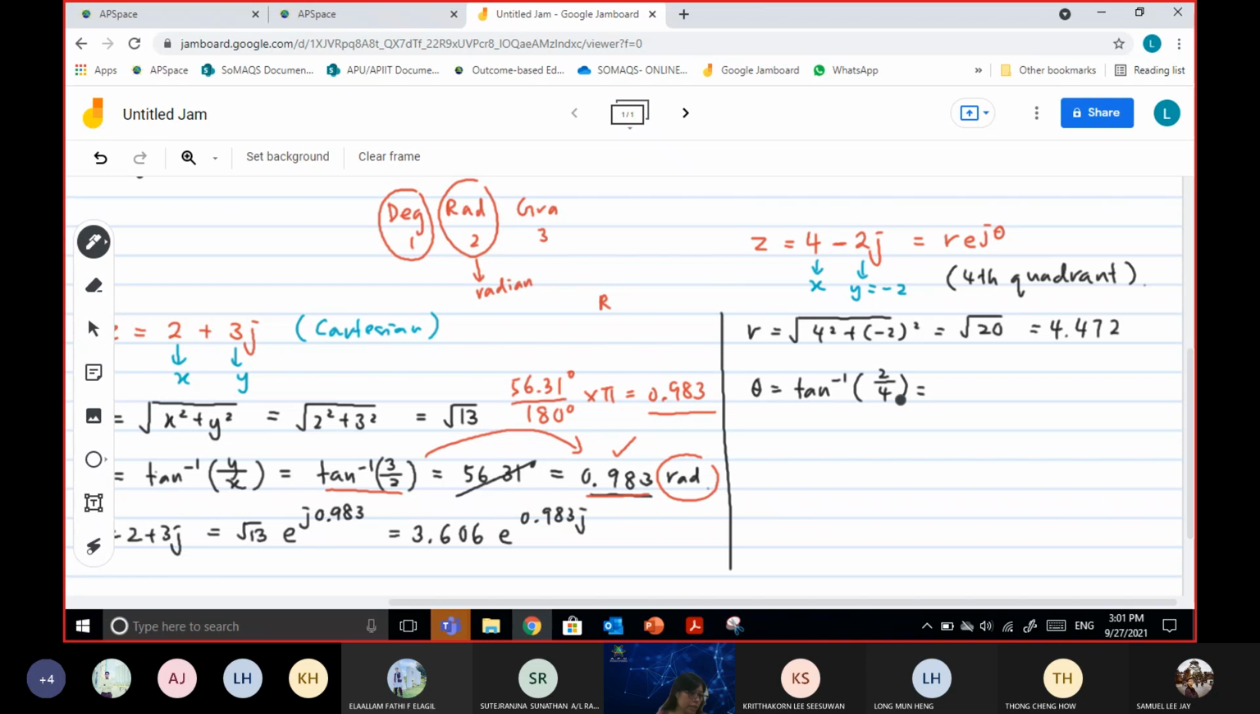Okay, so if you're using negative, hold on. If I'm using the negative here, you will express your answer in the negative radian.